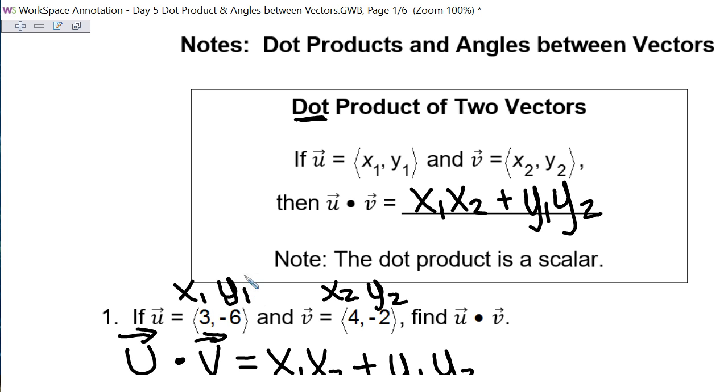So what do I put for y1? Negative 6. What do I put for y2? Negative 2. So our dot product is equal to 3 times 4 is 12, and negative 6 times negative 2 is 12, and 12 plus 12 is 24. I started putting a plus sign there. That's wrong. 12 plus 12 is equal to 24. So again, notice with dot product, your answer is going to be a numeric value or scalar. So that's how you compute the dot product. Make sure you memorize that formula. You will not have a formula chart on your Unit 9 test.